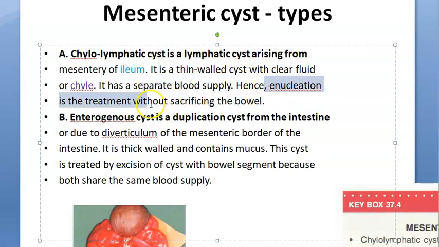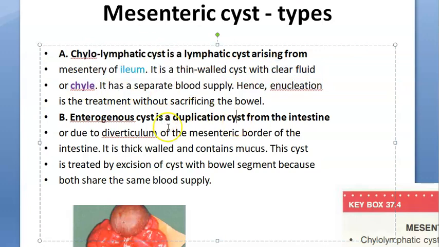So, enucleation is a treatment without sacrificing the bowel, because it has its own separate blood supply. I think without sacrificing the bowel, they are able to work on this chylolymphatic cyst. Okay. It has clear fluid or chyle.